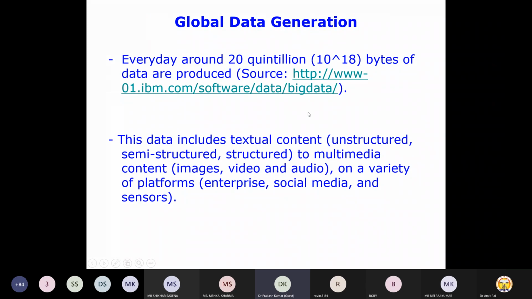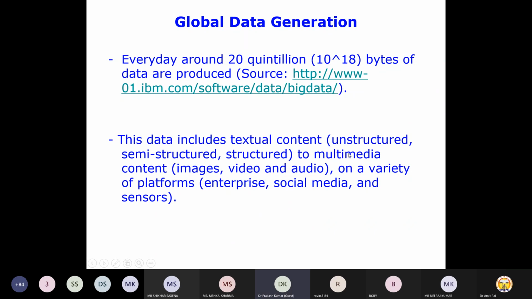So see, this is the actual data, which is published by IBM. The source is mentioned over here. Every day around 20 quintillion, meaning 10 to the power 18 bytes of data, are produced. Now calculate it into gigabytes and all those things, you'll see that it goes to petabytes and more than that, even more than that. This much data is getting generated every day.